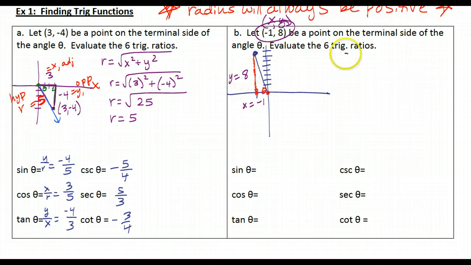All right, I need to find r using my formula. r is the square root of 8 squared plus (-1) squared, not forgetting to put parentheses around it. That's important. And that ends up being the square root of 65.